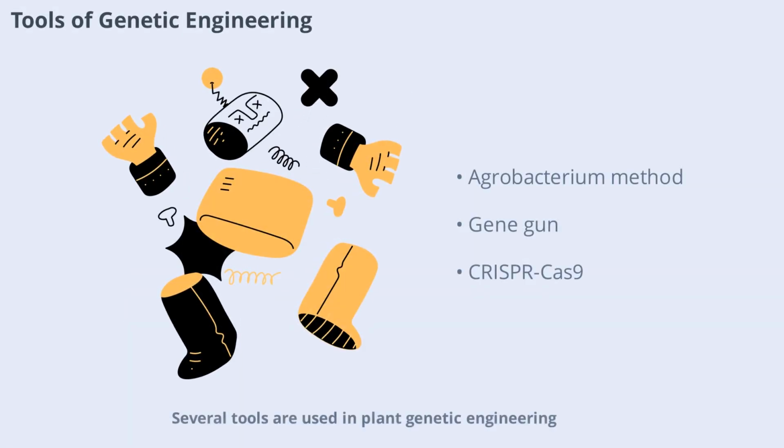Several tools are used in plant genetic engineering. One common method is agrobacterium-mediated transformation, where a natural soil bacterium transfers genes into plant cells. Another is the gene gun, which shoots tiny DNA-coated particles into plant tissue. More recently, CRISPR-Cas9 technology has enabled even more precise gene editing. These tools have made it easier and faster to develop genetically engineered plants with improved traits.